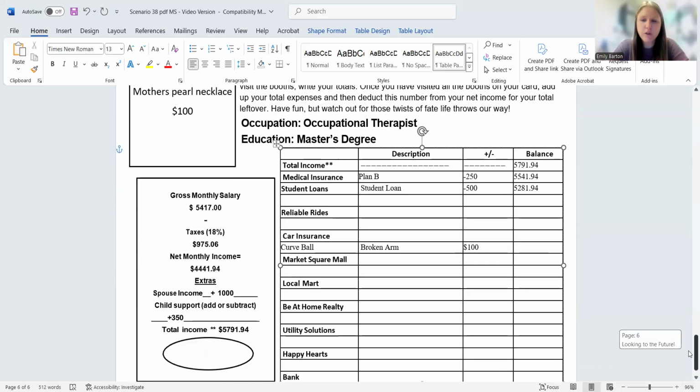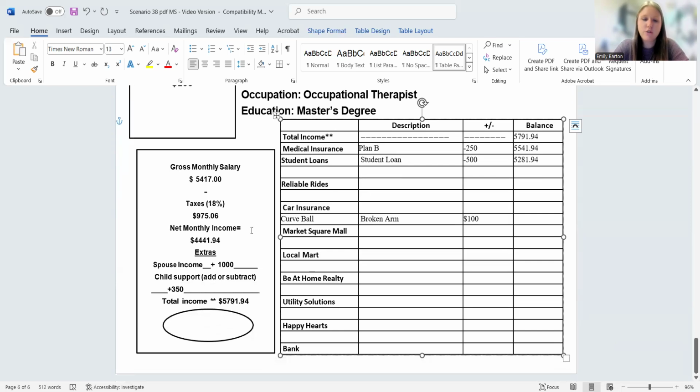So at this point, you are ready for your simulation. You should have your total income in the oval, have transferred it to the balance sheet, and then completed your medical insurance with a new total and your student loan with a new total. If you are one of the folks that had no student loans, you are welcome to write 0 and then just move your amount on down so that you are staying with us.